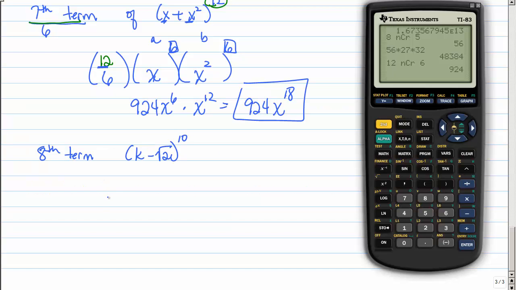Alright, so let's see what we have. Okay, 10 goes here. Eighth term, 1 less is 7. That goes here and here. Right, now what goes that power? I need to add up to 10, so that's to the third. This is our A, this is our B. Our A is k, and our B is negative square root of 2.